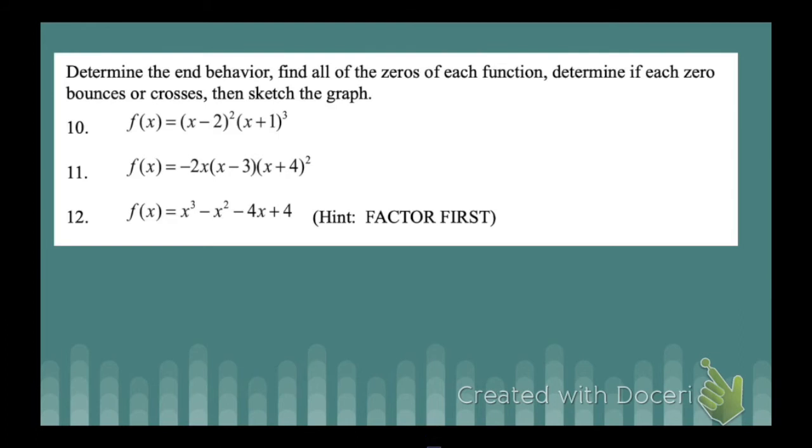We're also going to find the zeros, so plug 0 in for y, or in this case, set most of those factors equal to 0 and solve, since they're already factored for you. And then for each 0, we're going to determine if it bounces, crosses, or what happens at each of those zeros, and then sketch your graph.